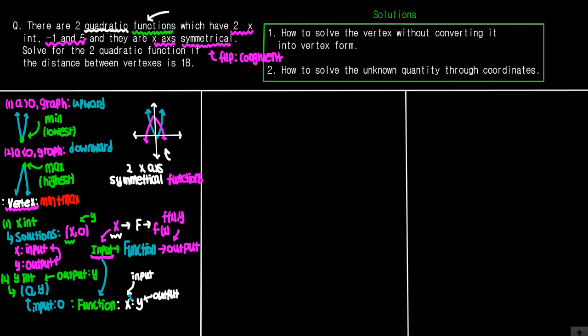And then we can know one thing here. Our vertex, if you review what the vertex is, it is the maximum or the minimum point, depending on the sign of our leading coefficient a. And for the vertex of our function, they gave us one more clue: that they are 18 far away.